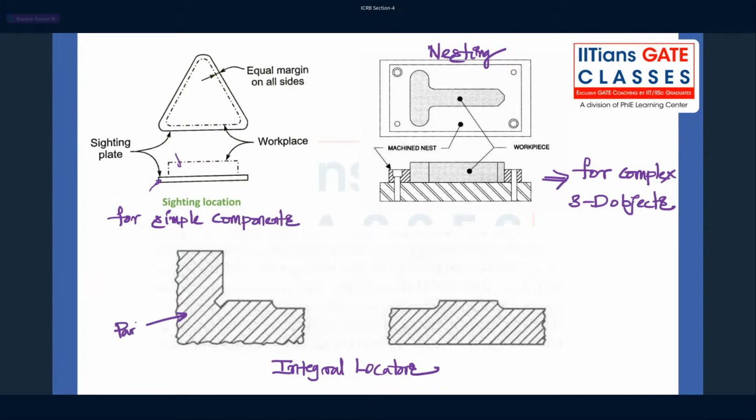Part, and some machining has already occurred here. Okay, machined in the part, and that is what is the locator. Okay, so that's why it's called integral locators. You have already machined the part for the location. That's why it's called integral locators.